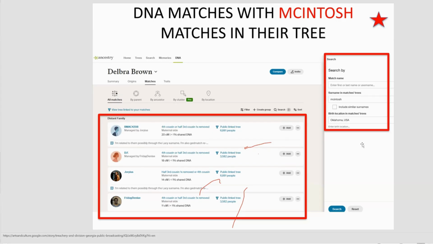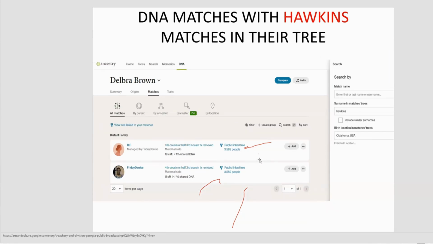So I have some McIntosh matches. And as you can see, I have two people who have McIntosh strongly in their tree. And Friday Denise was new to me. Jariah's, I've seen his name. He's pulling from my Wiggum name. That's out of Georgia as well. So we could definitely be related more than one way to a person.